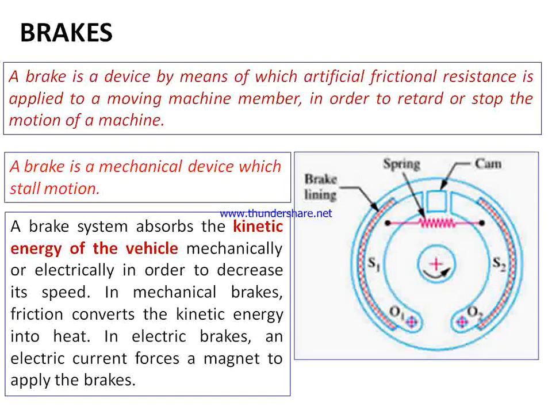Now in a brake system, the kinetic energy of the vehicle is absorbed mechanically or electrically in order to decrease its speed. So the moving body possesses some amount of energy, and when it is being stopped by a braking system, the energy has to be absorbed by some means, maybe mechanically or electrically. In case of mechanical brakes, friction force will be there which converts the kinetic energy into heat, and in electric brakes an electric current forces a magnet to apply the brakes, bringing the motion of a moving body to halt or decrease its speed.